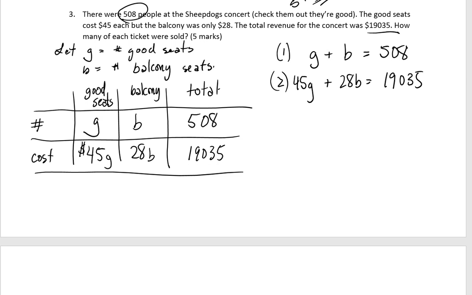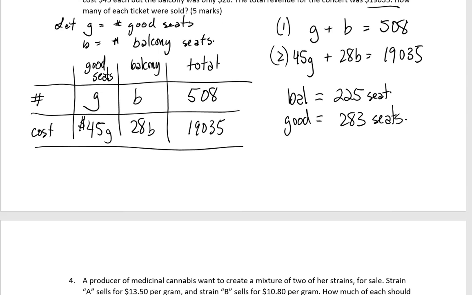Okay, if you solve those equations, I get the balcony is going to sell 225 seats, and the good floor seats, they sold 283 seats. Okay, moving on.